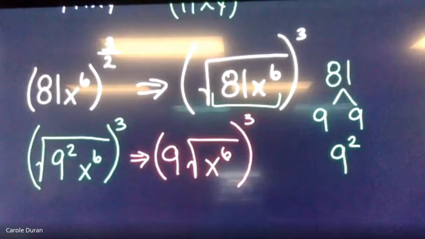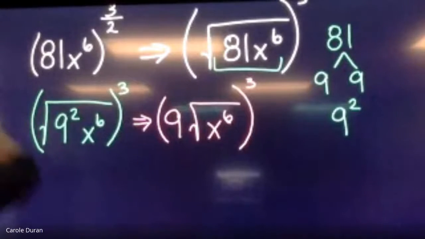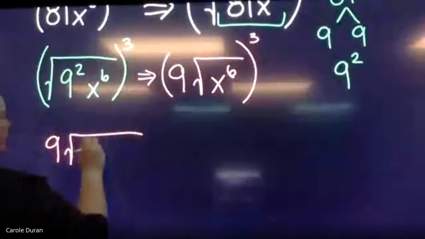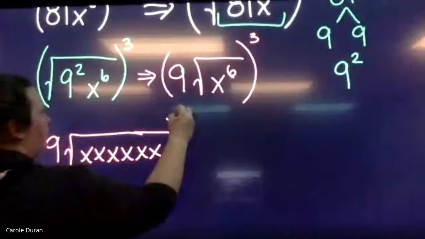You can still break it down all the way. It's still going to work out the same. Are we all okay there so far? Now we have to do the same thing with the x's. I'm going to write all six of my x's out, and we're going to see how many groups of 2 that I have. So I get 9 times the square root of x, x, x, x, x, x, 6 x's, all still cubed. We can't forget that part.